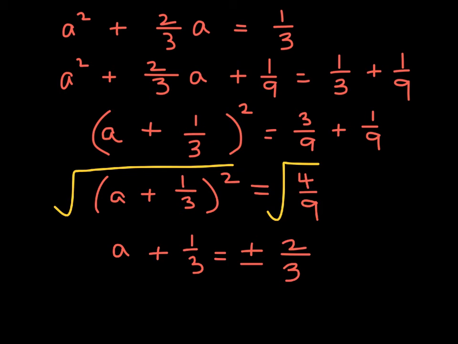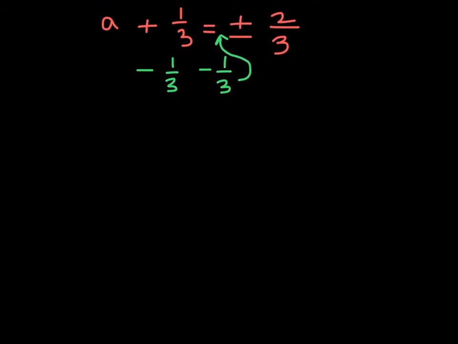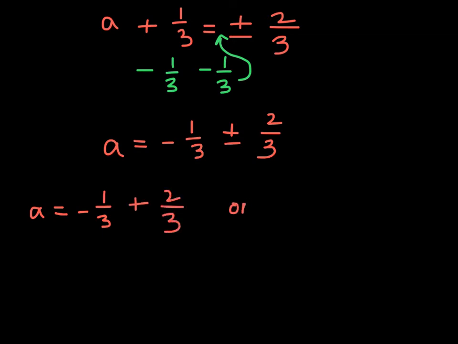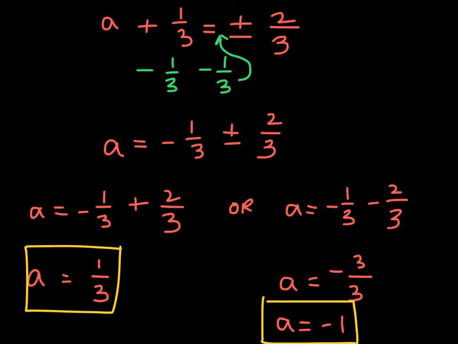It's now time to subtract 1/3 from both sides so that we can isolate a. Now, don't forget, when you subtract 1/3 from both sides, put negative 1/3 in front of the plus or minus symbol. This will give you a is equal to negative 1/3 plus or minus 2/3. This means a is equal to negative 1/3 plus 2/3, or a is equal to negative 1/3 minus 2/3. So either your solution is positive 1/3 or negative 3/3, which is negative 1. And these two solutions are rational solutions, two rational solutions.